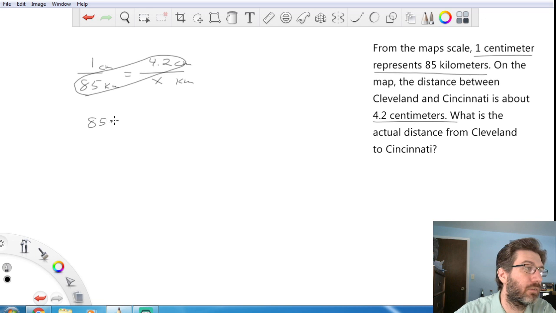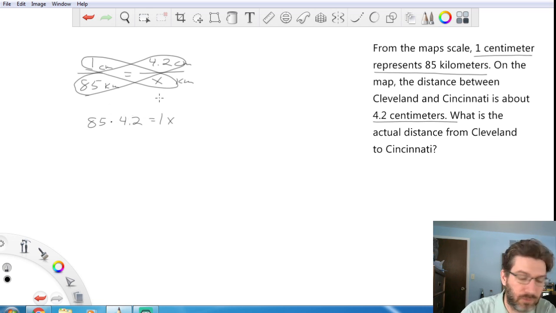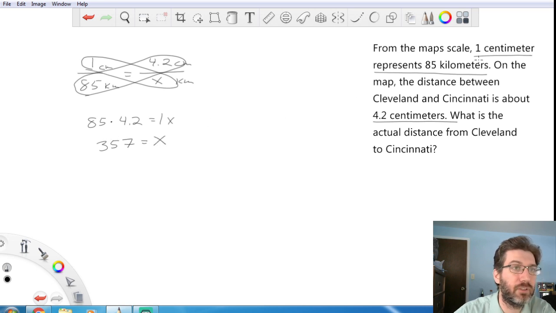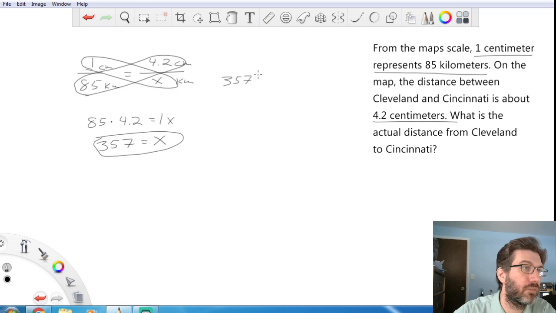85 times 4.2 is going to be equal to 1 times x, which is just x, but we can write it as 1x right now. So then I'm going to solve this part. The 85 times the 4.2, and that got me my 357. That's where the 357 comes from. And this side here, 1 times x is just x, and that's the end of it. So that's how you do it with the proportion. So this is 357 kilometers for our units.